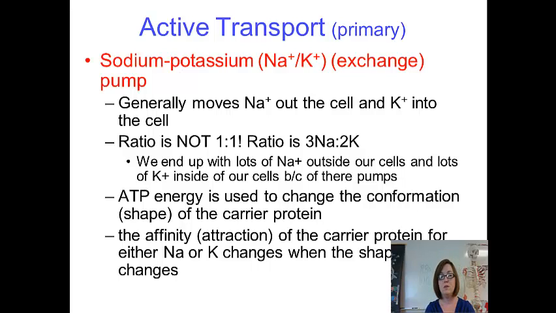So that was the sodium-potassium exchange pump. Sometimes people just call it the sodium-potassium pump. For the most part, this pump is going to be moving sodium out of the cell and potassium into the cell, though there are a few exceptions. The ratio is not 1-to-1. The ratio is 3 sodiums moving out for every 2 potassiums coming in. So we end up with a lot more sodium outside of our cells than in, and a lot more potassium in than out. ATP energy is used to change the shape or conformation of the protein, and the affinity, or the attraction, of the carrier protein for either sodium or potassium changes when the shape changes.